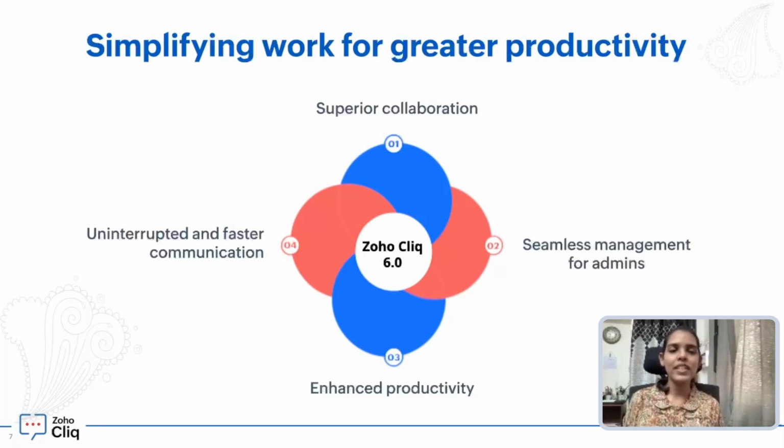So, what have we improved with respect to Zoho Cliq 6.0? Our vision towards this release was to simplify work for you so that you can be more productive. With that in mind, we've introduced tools to make your collaboration superior. And for admins, especially, we have introduced more options so that they can manage your organization better. And with respect to platform, we have introduced some updates to workflows and scheduling so that you can be more productive by automating your day-to-day activities. And finally, with the help of performance enhancements inside Zoho Cliq, we have made sure that your communication is faster and without any interruptions.